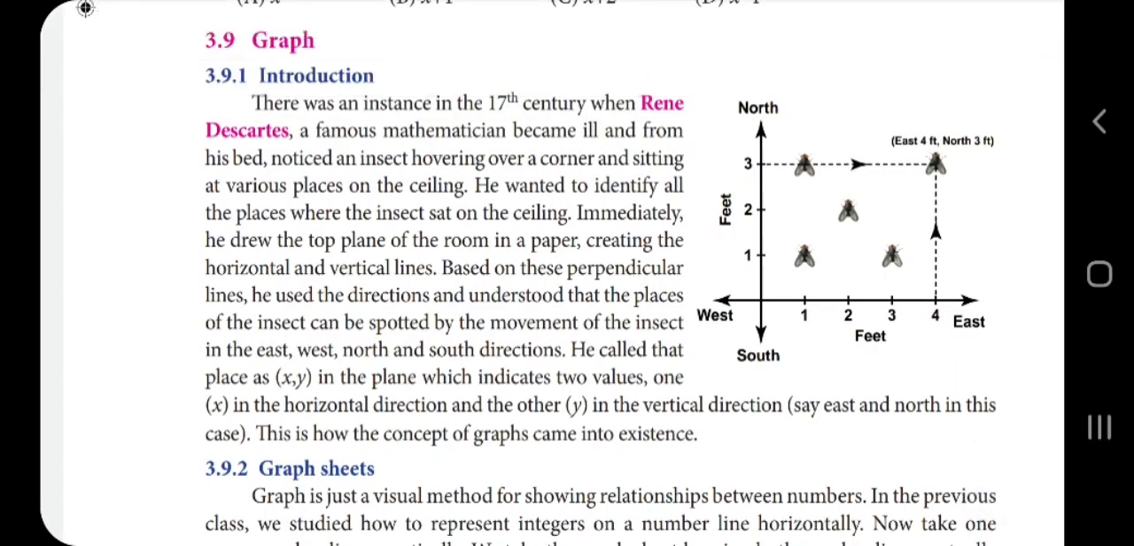The introduction of graphs is something you have already learned in 7th standard. Now we will also see the introduction, then we will move to the sums.